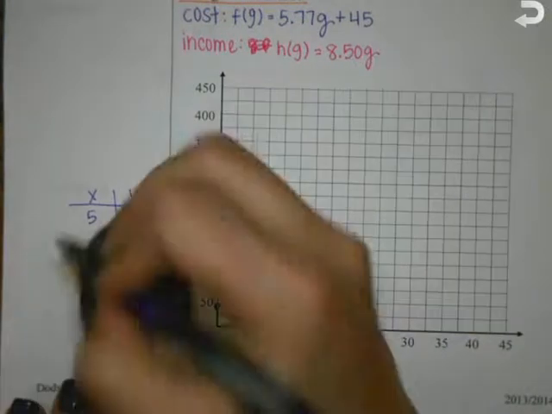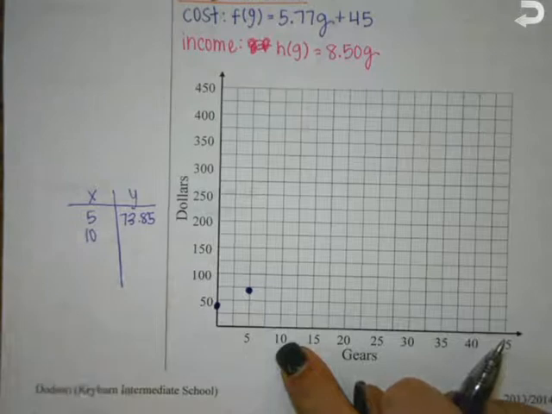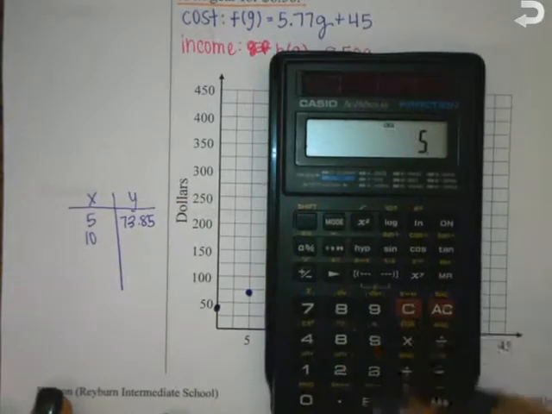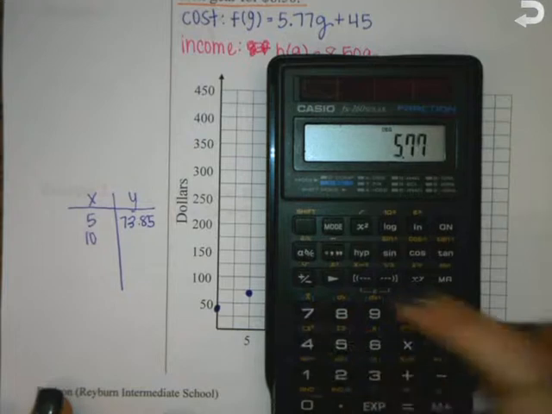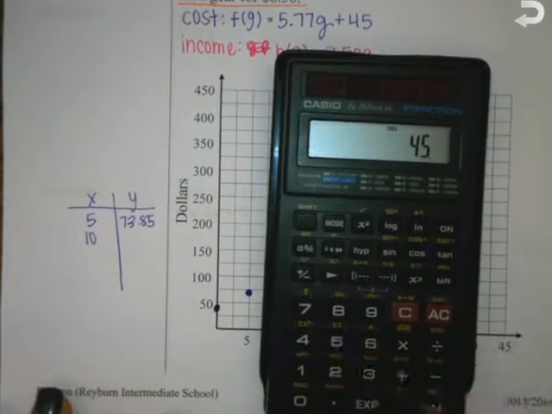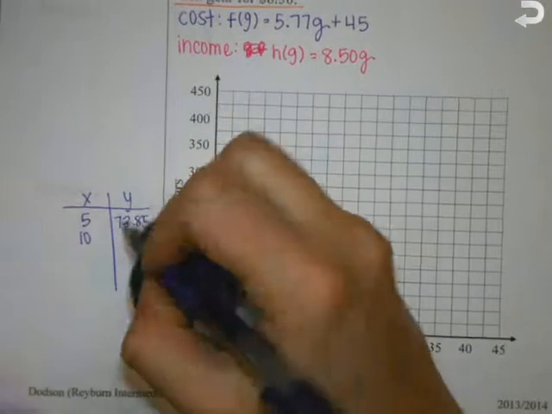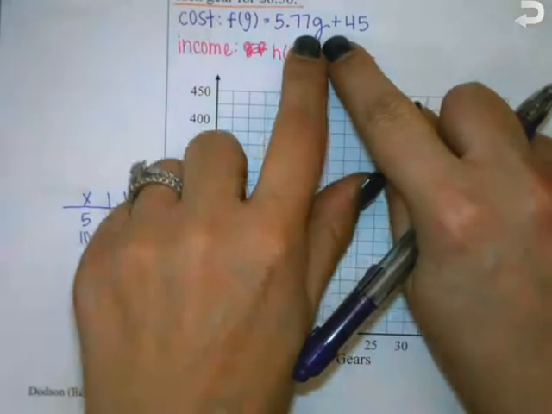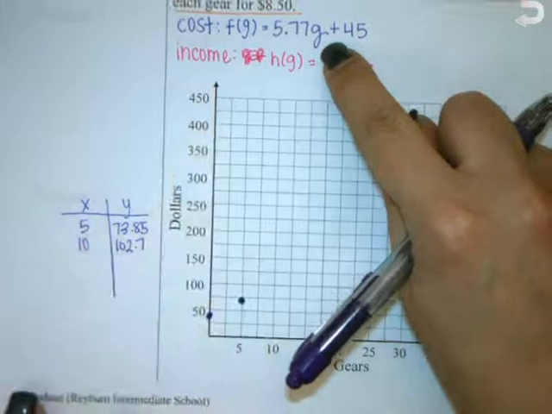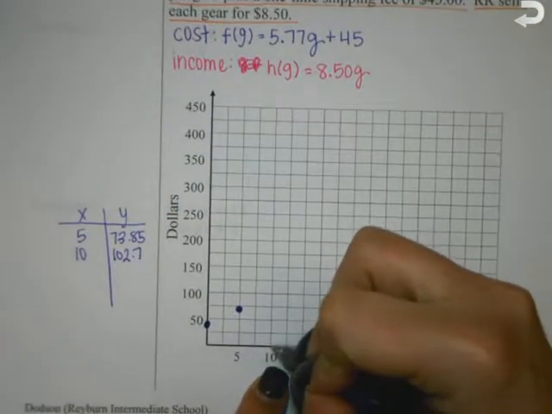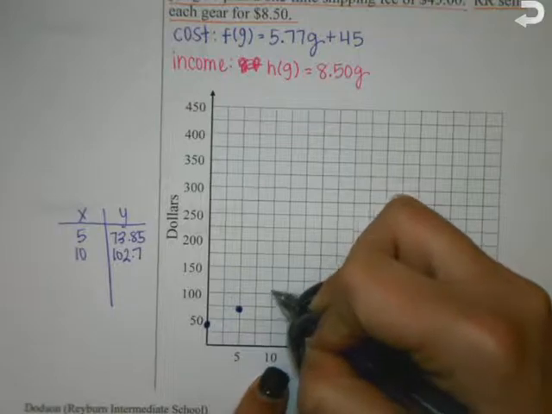Now let's plug in 10 because that's my next X value. So when I plug in 10, that's 5.77 times 10 plus 45. So that's 102.7. Do you have to add 45 again? Yes, you have to add 45 every time because we're plugging in different numbers every time. So at 10, if I bought 10 gears, our cost would be 102.7. So here's 100, and then we're just above that.